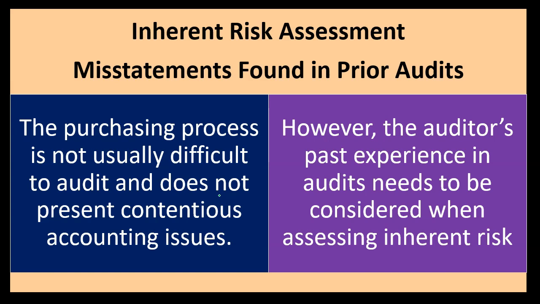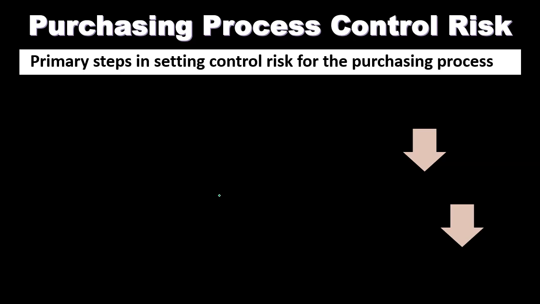So we want to say what happened last year, what happened last time. If this is a continuing client, like it normally is for most clients, then we could consider what happened last time and factor that in. We'll factor that in in our formula in the inherent risk type of calculation. Then we have the purchase process internal controls. Now we want to consider what the internal controls are.